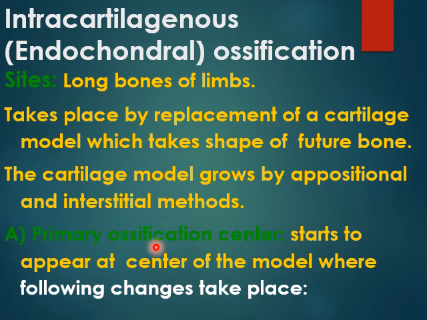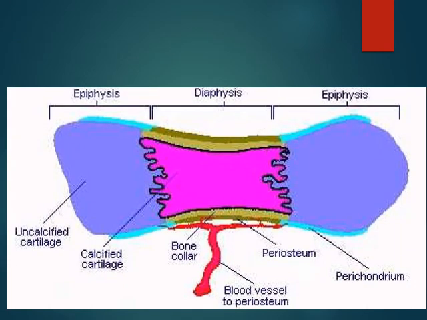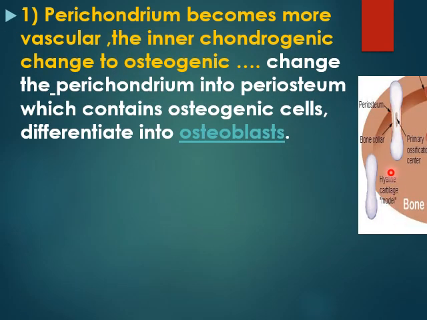The primary center of ossification starts to appear in the middle of the diaphysis, at the center of the model. Here is the future bone. Okay? Here is the shaft. Here is the epiphysis. The primary center of ossification occurs at the center of the model. Okay? At the center of the model of the hyaline cartilage. This is the future bone formed of hyaline cartilage and surrounded with perichondrium.